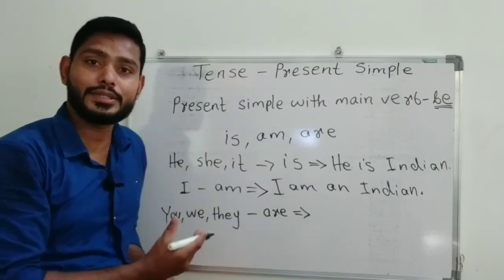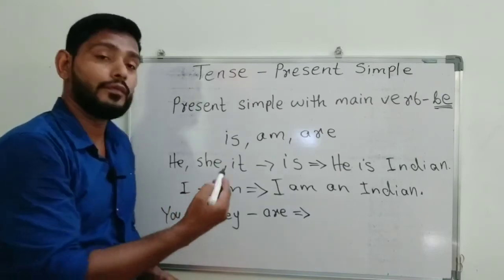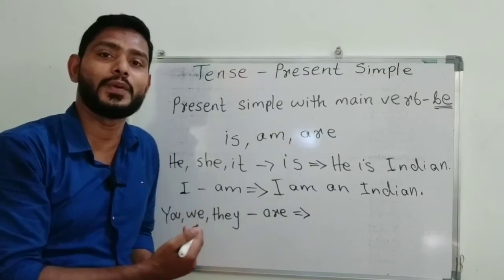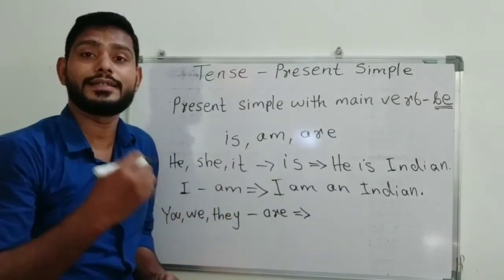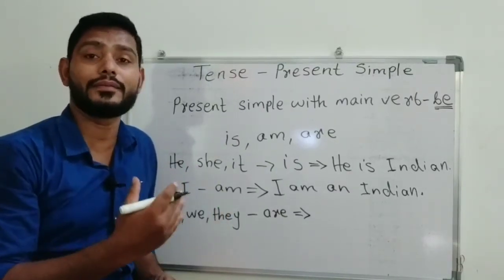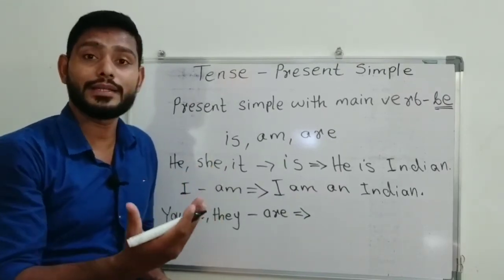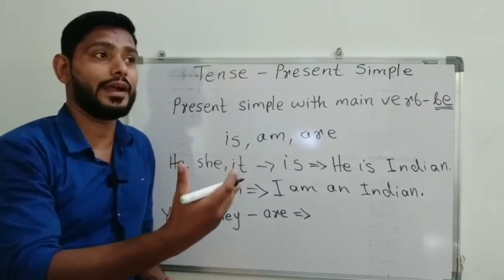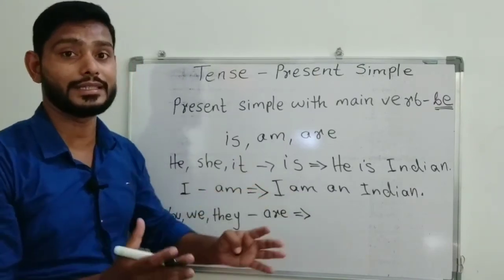You are a nice teacher. You are a nice student. We are always late to school. We are always late. They are very, very hardworking people. They are hardworking people. They are best colleagues. They are best friends. Or they are best neighbors. So these are something to talk about general time.